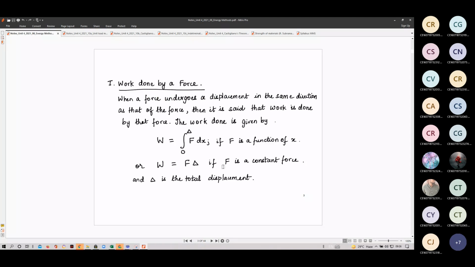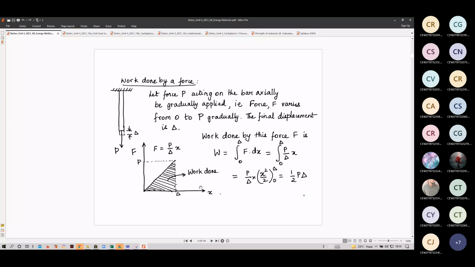So basically, work done by a force is the integral of F dx from 0 to delta, whatever it is. And generally, in simple words, work done by a force is force times the displacement in the direction of force. So this is work done by a force.